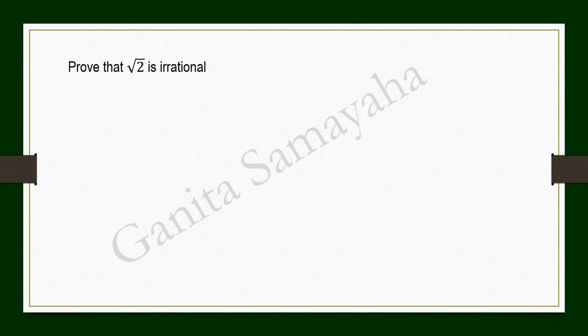We are asked to prove that root 2 is irrational. Irrational means what? It cannot be expressed in the form P by Q. The method that we use is called the method of contradiction. Let us understand what this method of contradiction is with a small example.